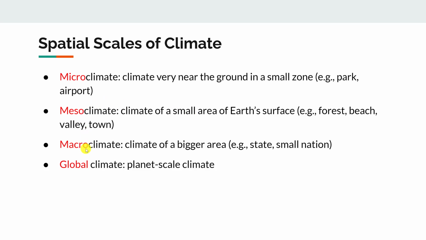Okay, or macroclimate of a bigger region, like a state or small nation. Okay, global scale, planet scale. So be aware of what kind of scale you're talking about, because you will describe the climate in different ways.